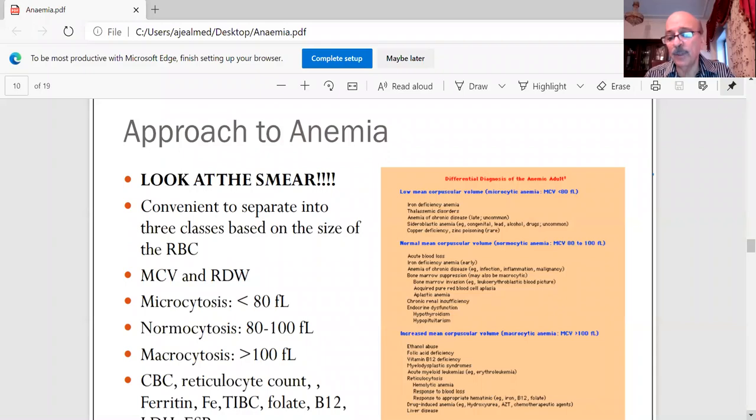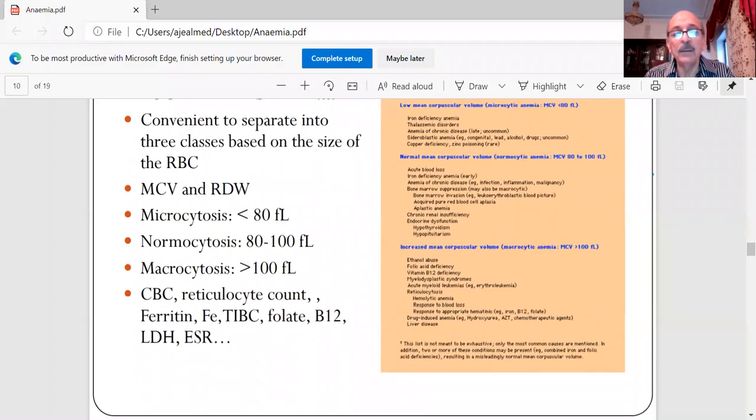What do I mean by microcytic? I mean that the MCV is below 80. If the MCV is below 80, then this is microcytosis. The normal MCV is 80 to 100. If it is above 100, then this is macrocytosis, okay?